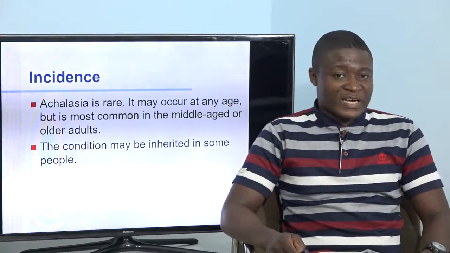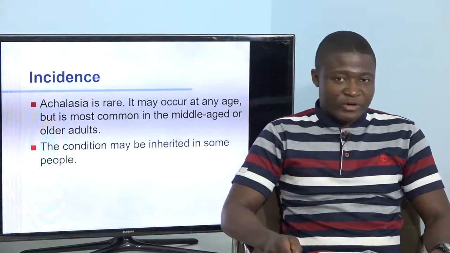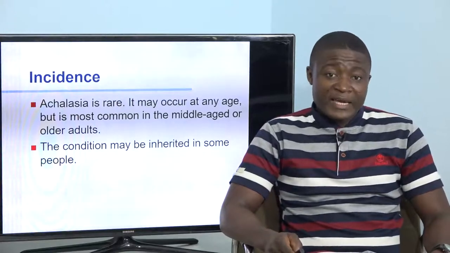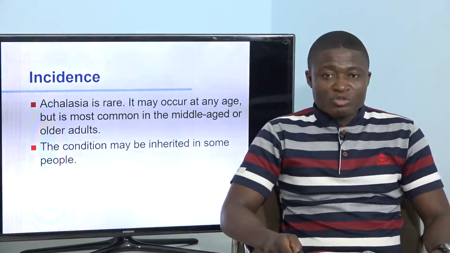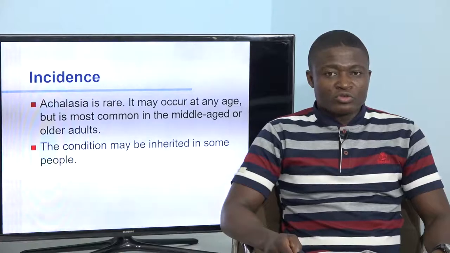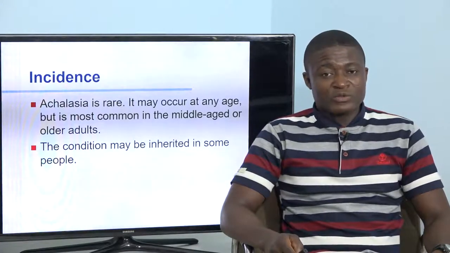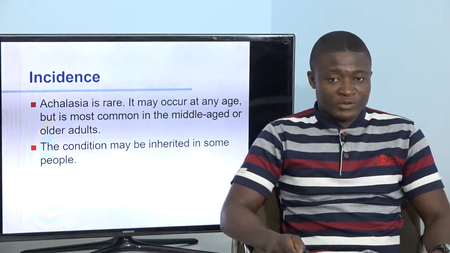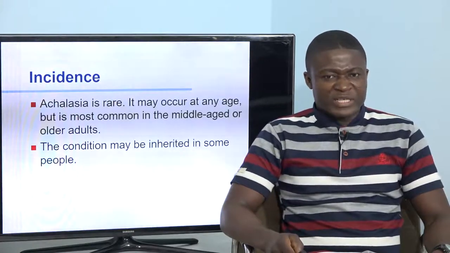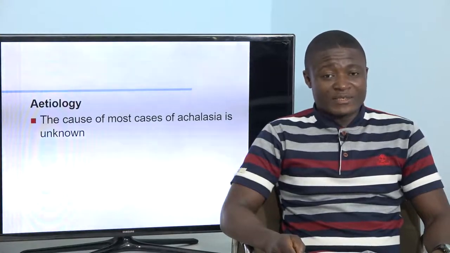Now, incidence of achalasia. Achalasia is rare. It's not a condition that is very common. It may occur at any age, but it is most common in middle-aged or older adults. So these are the people who mostly suffer from this condition, the middle-aged individuals and then the older adults. The condition may be inherited in some people. Etiology: the cause of most cases of achalasia is unknown.